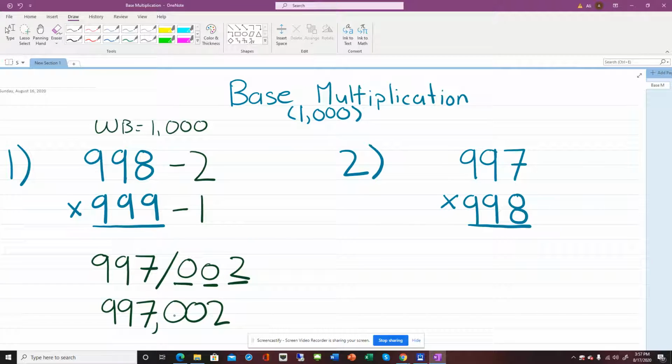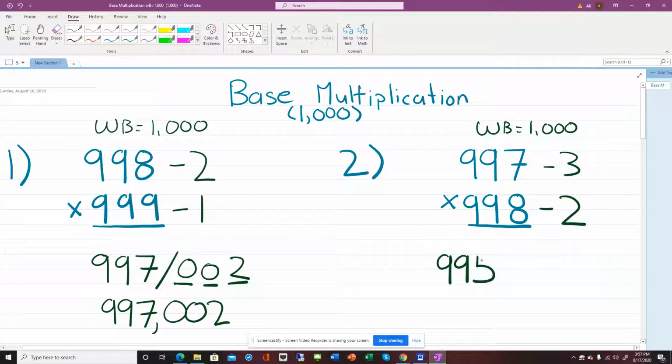Okay, great. All right, next one. As we can see, our working base is again 1,000. I mean, it's 1,000 for all of these, but it's a good idea to get in the habit of writing it. So this has a deficiency of 3 from the working base. This is a deficiency of 2 from the working base. So first thing we're going to do is cross subtract. So I get 995.